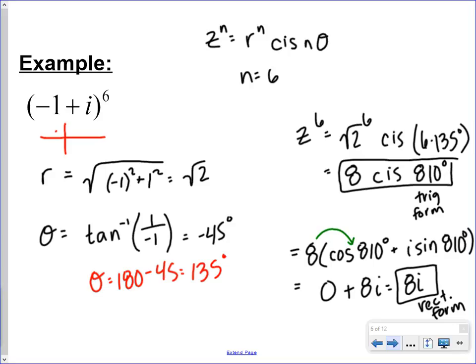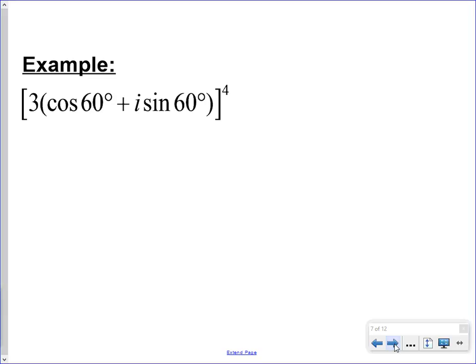All right, I want to give you one that you try on your own. Could you please raise to the 4th the complex number 3 times cosine 60 plus i sine 60? If you are a fan of our abbreviation, cis, you are more than welcome to write it in that form, so you just have to write less. Using De Moivre's theorem, find the answers in trig form, and then also convert those answers to rectangular form. So if you could get me both forms.